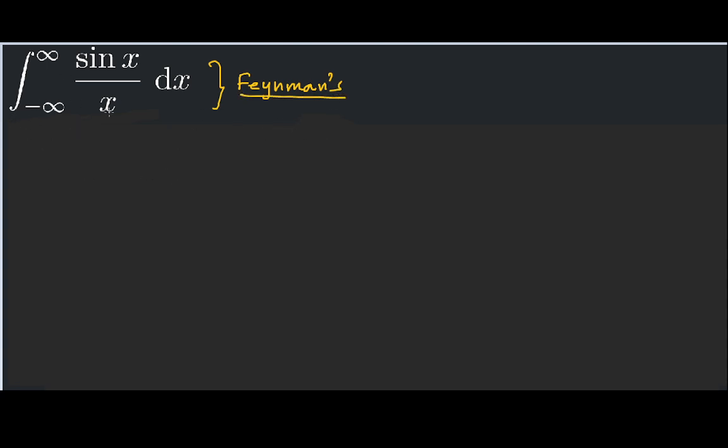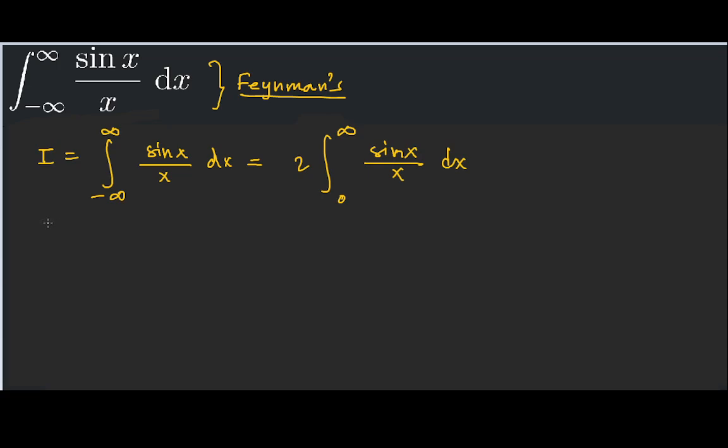So this is an even function, so I equals the integral from negative infinity to infinity of sin x over x dx, which is simply 2 times the integral from 0 to infinity of sin x over x dx. We define the parameterized function as I(t) equals the integral of sin x over x times e to the power of negative tx dx.